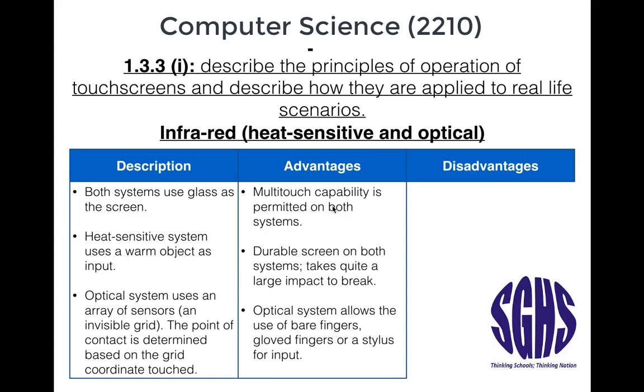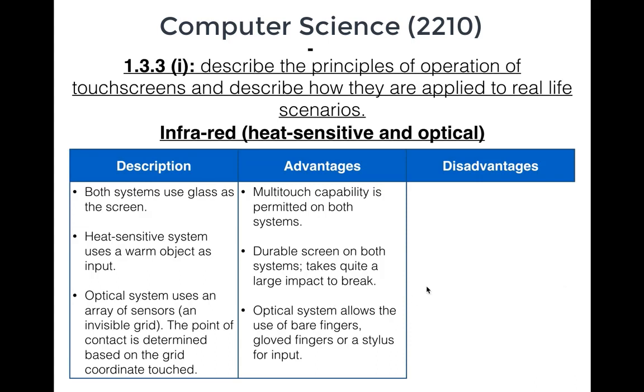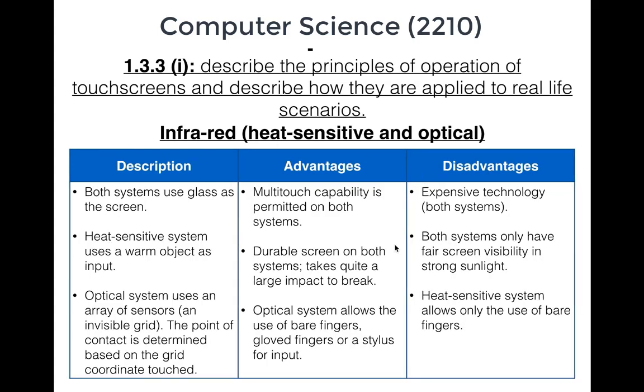Advantages are multi-touch capability is permitted on both systems. The screen is quite durable, and the optical infrared system allows the use of bare fingers, gloved fingers, or stylus for input. I guess it's one of the disadvantages of capacitive, if you have gloves on, you can't really use the phone. But infrared is quite expensive, and they only have fair screen visibility in strong sunlight, so it's kind of annoying. And the heat-sensitive system allows only the use of bare fingers.